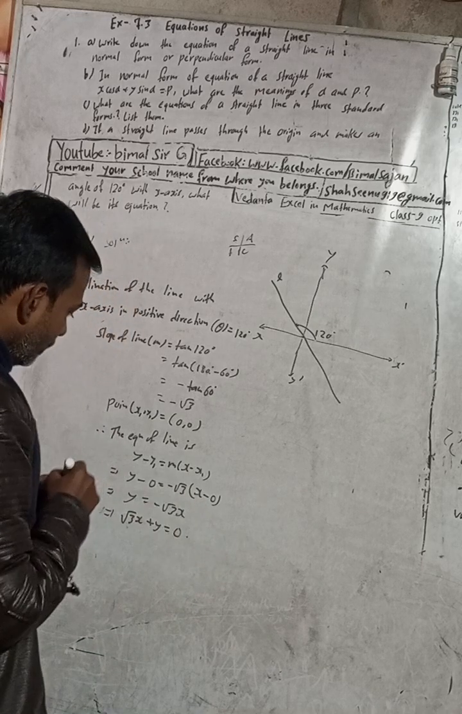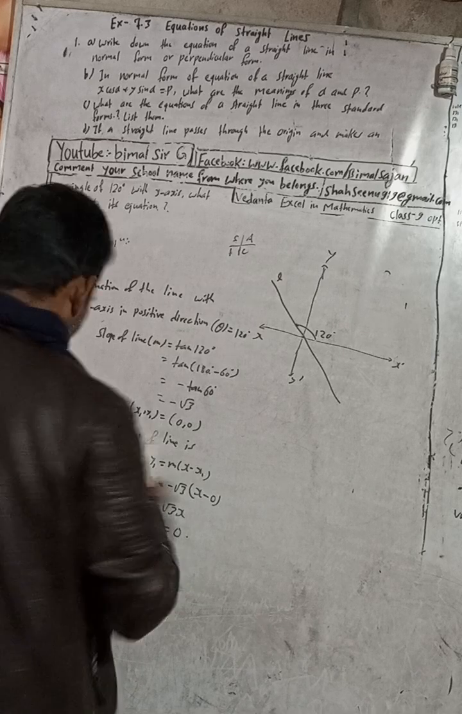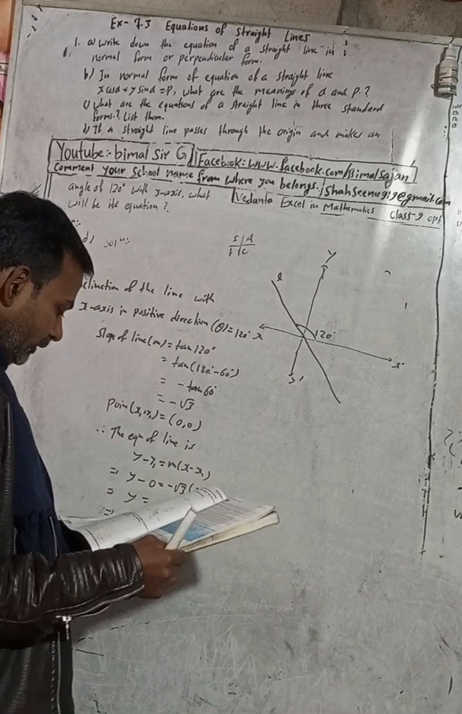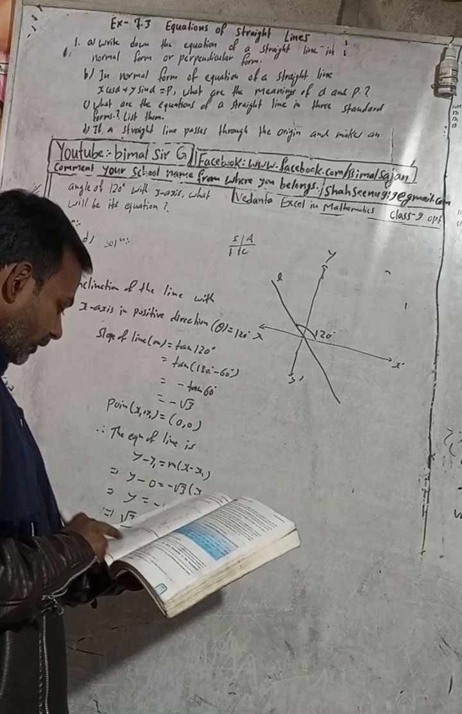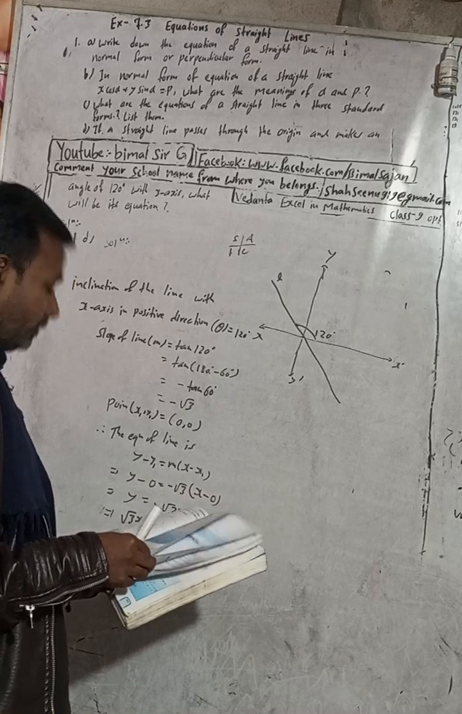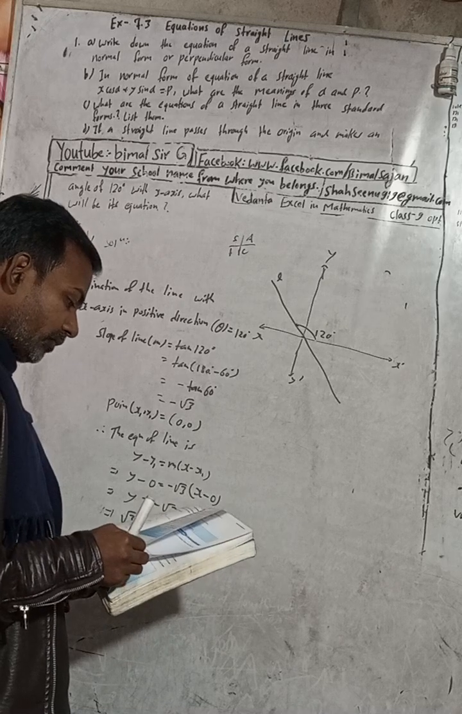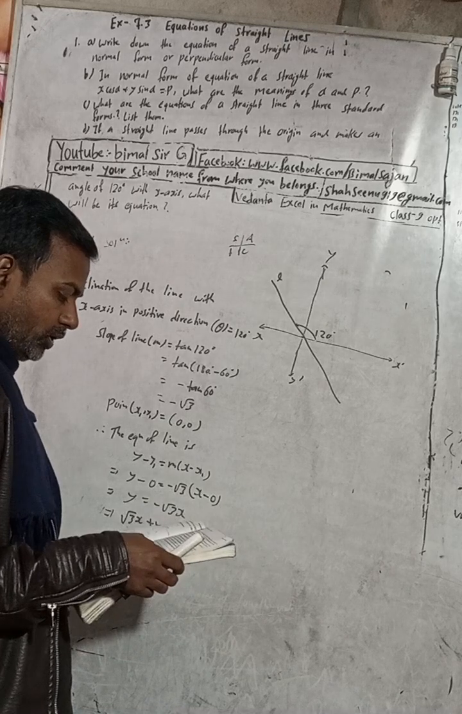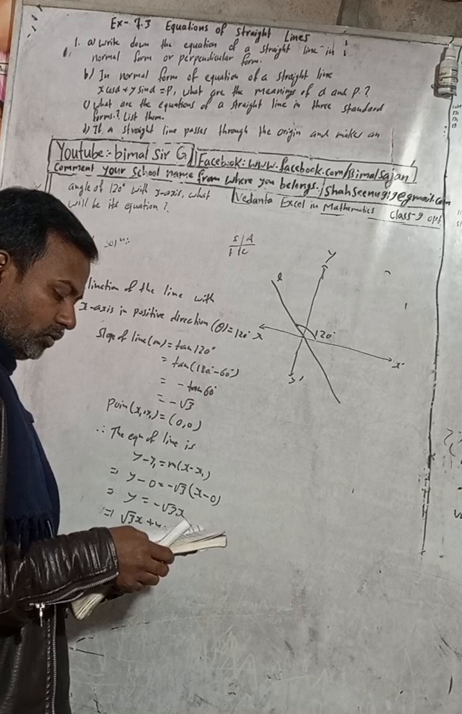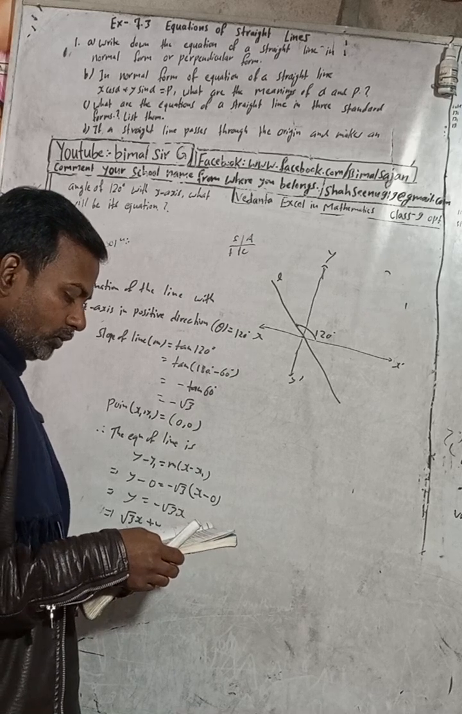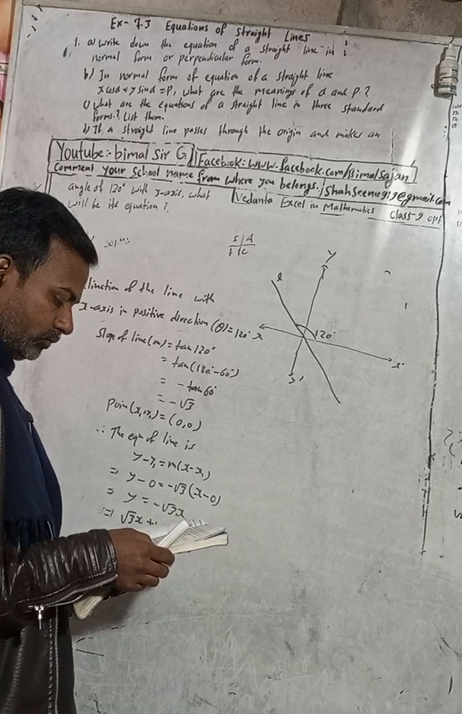So let me check the answer. The answer in the book of 1 number 1D is root 3x plus y is equal to 0. Root 3x plus y is equal to 0.